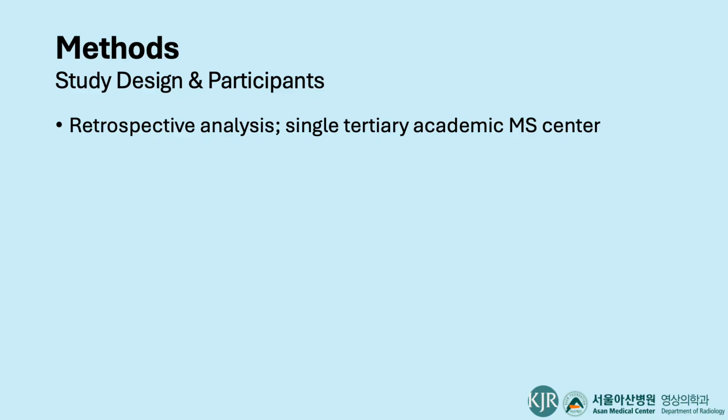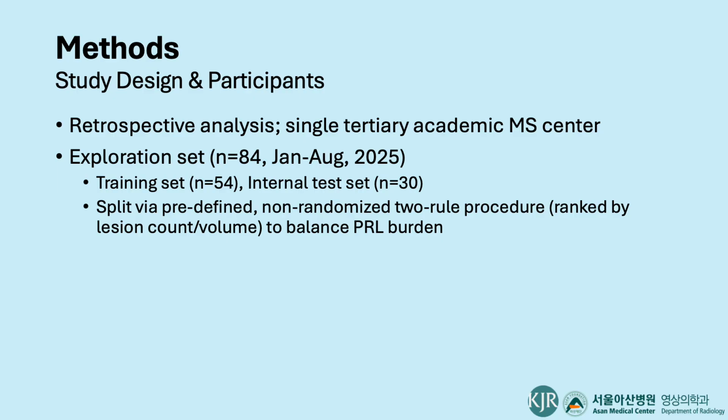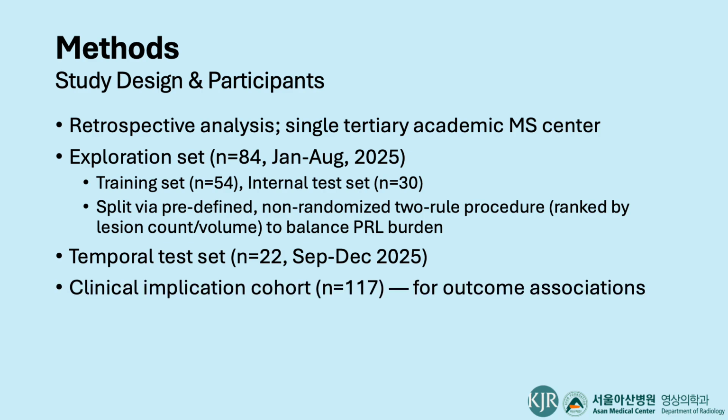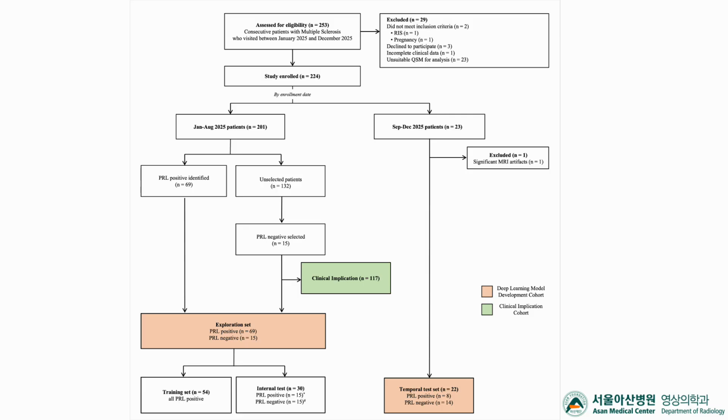This was a retrospective analysis at a single tertiary academic MS center. From our screened population, we defined an exploration set of 84 patients, split into a training set of 54 and an internal test set of 30. The split was done using a predefined non-randomized procedure that ranked patients by lesion count and volume so that PRL burden was balanced across sets. We also held out a temporal test set and a separate clinical implication cohort to examine associations with patient outcomes. This flowchart summarizes how patients moved from initial screening through our eligibility criteria into the exploration, test, and clinical cohorts.